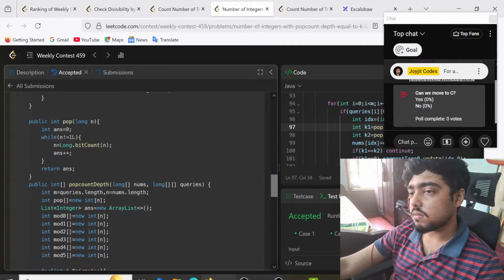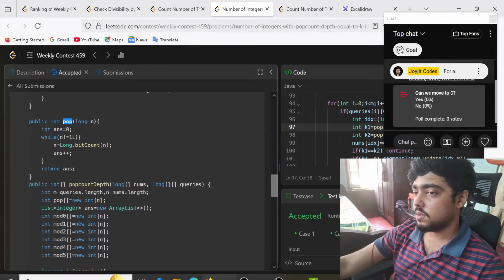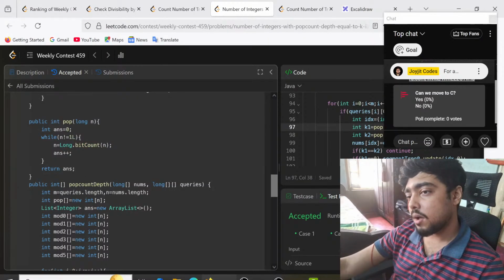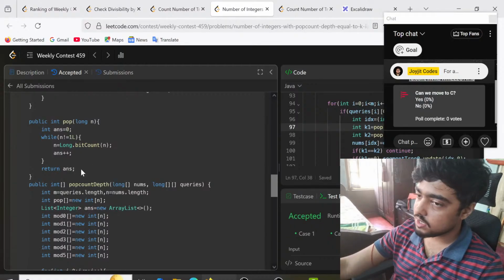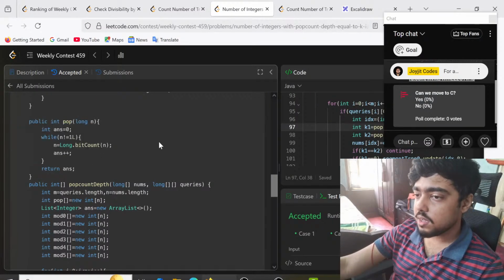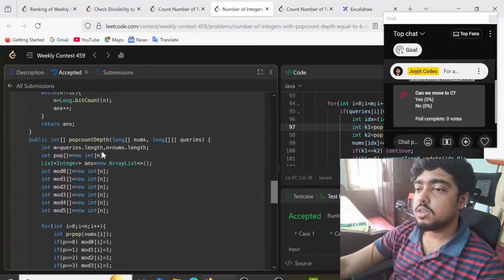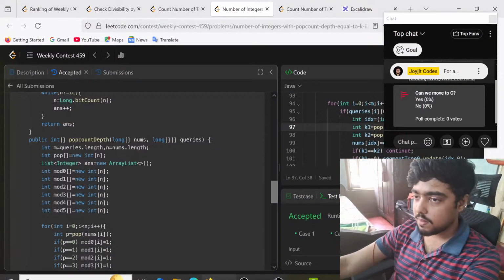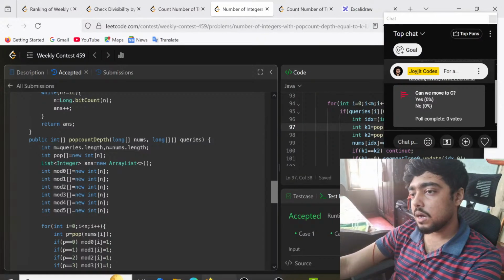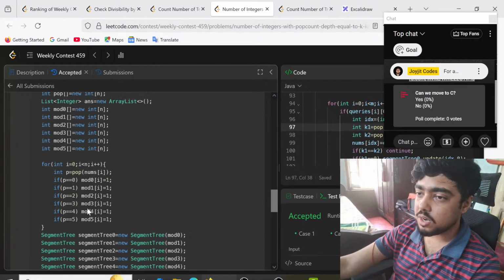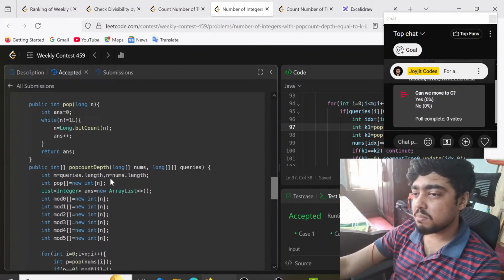This is the pop depth. What is the depth? Answer is equal to 0. While n is not equal to 1, find the bit count of n, replace n with that value, and answer plus plus. Return answer. So this is the pop depth. Now what is the answer that we are going to have? m is the length of queries, n is the length of nums. I don't think pop was needed anyway. I just mentioned something, but it is not needed at all. Answer is a list.